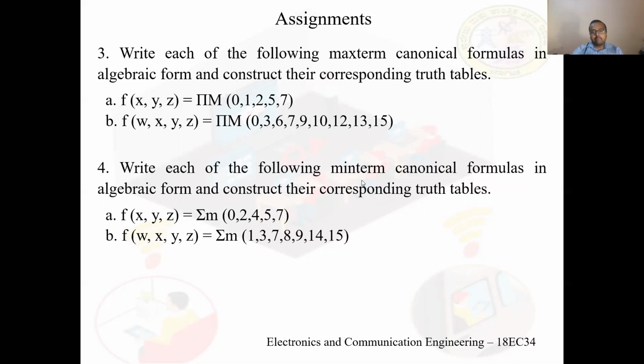Write each of the following min-term canonical formulas in algebraic form and construct their corresponding truth tables. In problem 3, the max terms are given. In problem 4, the min terms are given. You need to come up with the algebraic form. From the algebraic form, construct the corresponding truth table. Now here, these are the min terms for which the output is equal to logic 1. For the rest of the other combinations, it is equal to 0.